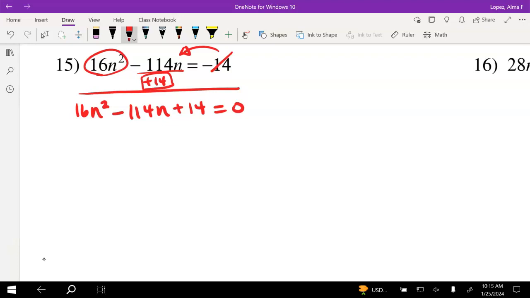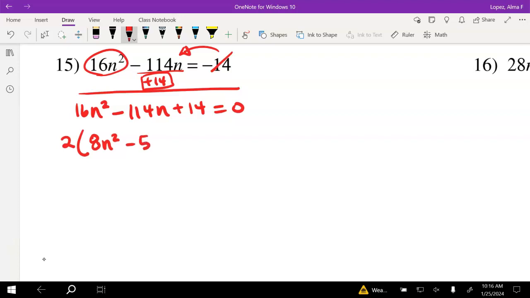16, 114, and 14 all are even numbers, so I'm going to go ahead and factor out at least a 2. 2 factored out of 16n squared is 8n squared. 2 factored out of 114, and again, if you have a hard time doing that, use it like division.